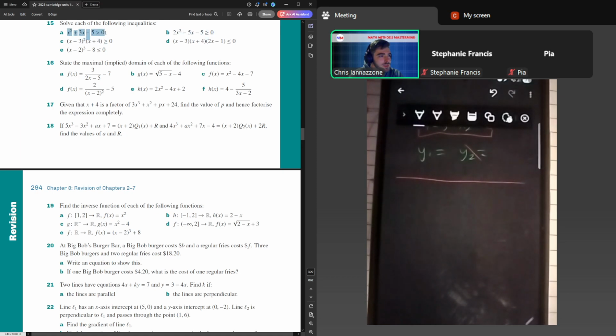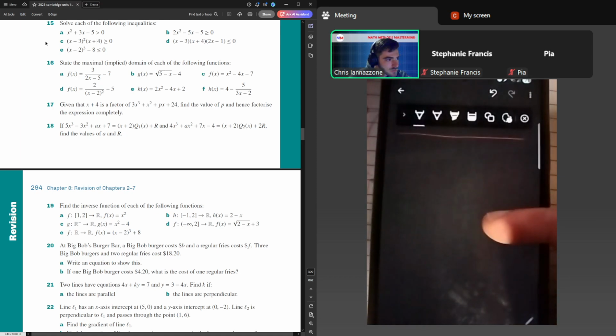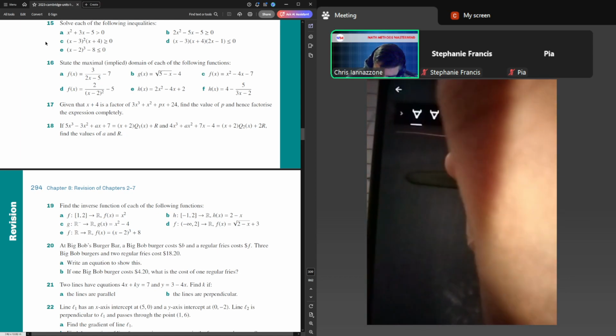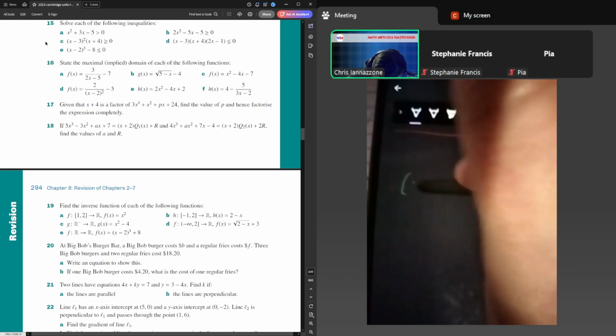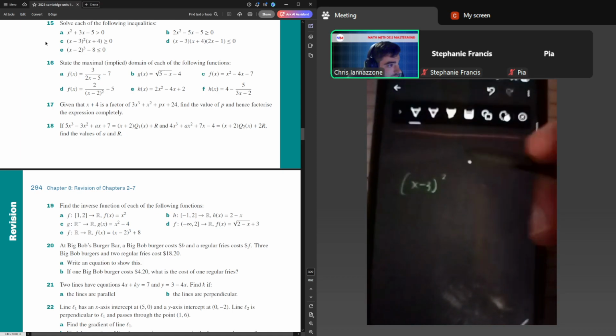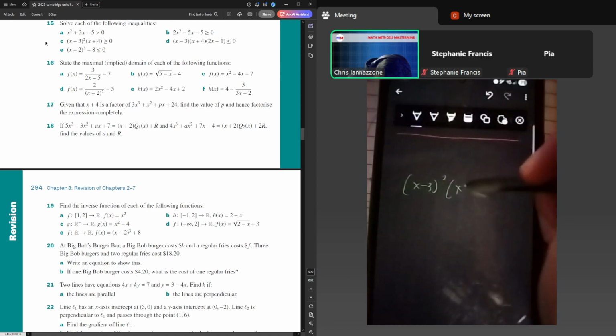Inequalities in the context of polynomials is a little bit different to how you solve linear inequalities, so I think it's worth touching on. I'll do a slightly easier example just so we can talk about it quicker. So if I copy down, for instance, part C, we have (x minus 3) all squared, times (x plus 4), greater than or equal to 0.